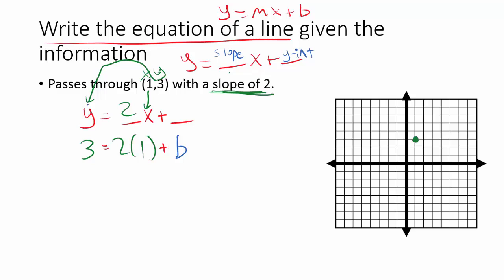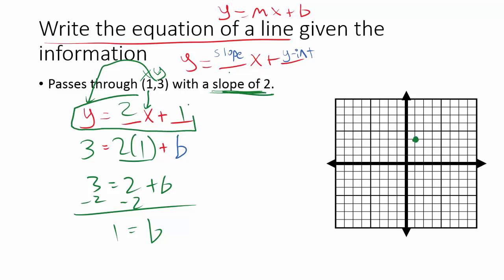So now that I do that, let's go ahead and solve. So we'll multiply 2 times 1 first. That gives me 2. And I'm solving this just like a one-step equation. And then to get b by itself, I have to subtract 2 from the other side, which gives me b equals 1. And now actually at this point, I've got my answer. My answer here should be y equals 2x plus 1, which means that this graph has a slope of 2, which they told me, and it also will cross the y-axis at 1.